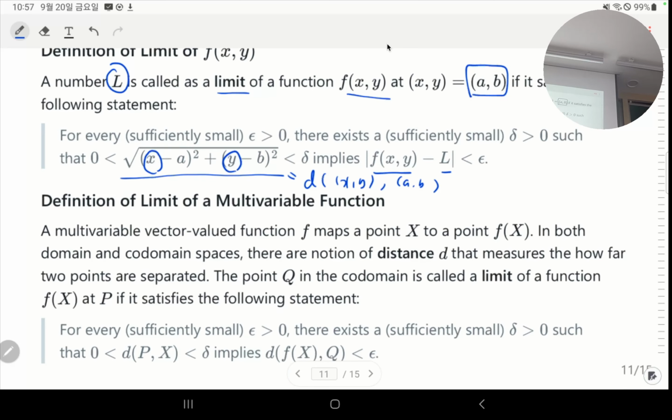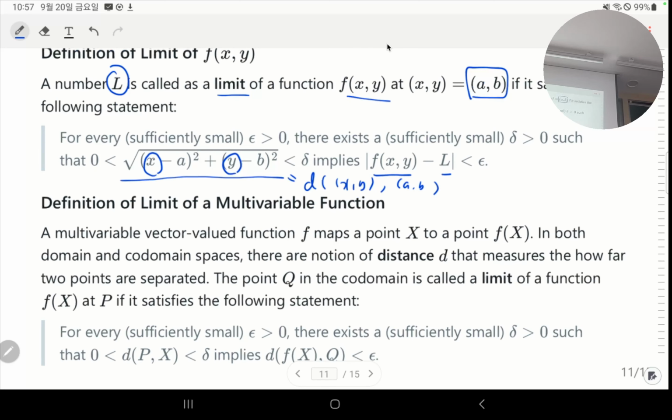So you can even generalize this. If you take this as a definition of a limit, you can even generalize to vector valued functions. What is a vector valued function? It's a function that maps a point to a point, right? So if I move my point in the domain to a certain point, what I'm expecting on the codomain is that the function value, which is now a point, gets closer and closer to a certain point in the codomain space. So now I have to compare the distance between two points in the domain space and codomain space.